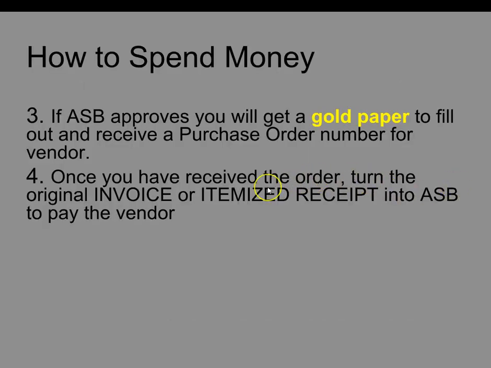Once ASB has your purchase order forms, we'll either approve or deny them. Either way, you're going to get a gold paper that explains why we denied it, or an approved paper with your purchase order number on it. Once you've received this gold paper, you are now free to buy things. You can either give the purchase order number to the vendor, or you can buy it and then turn in an itemized receipt for reimbursement. We will need the original invoice or itemized receipt to make sure we cut the check.